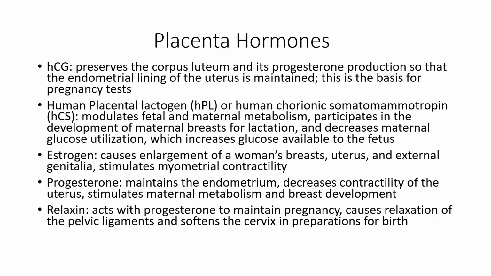Progesterone is another hormone that's produced by the placenta. This does the opposite: it maintains the pregnancy, where it decreases contractility of the uterus. It stimulates maternal metabolism as well as breast development. And lastly, the last hormone is the relaxin hormone. It acts with progesterone to maintain the pregnancy. It also causes relaxation in the pelvic ligament as well as softening the cervix in preparation for birth.